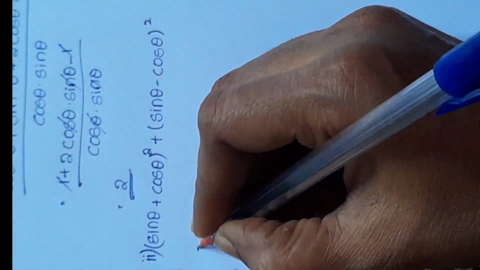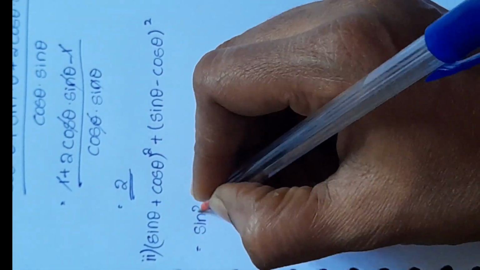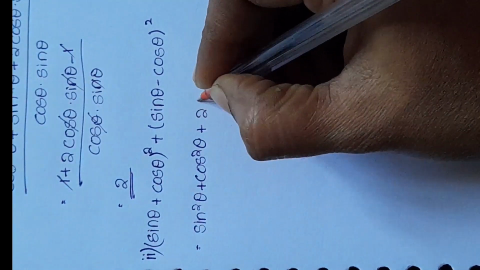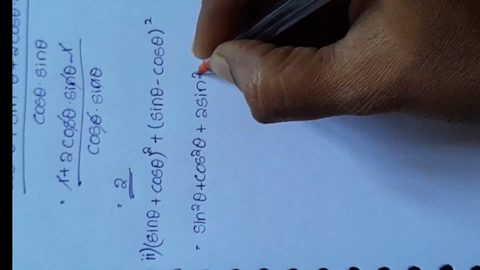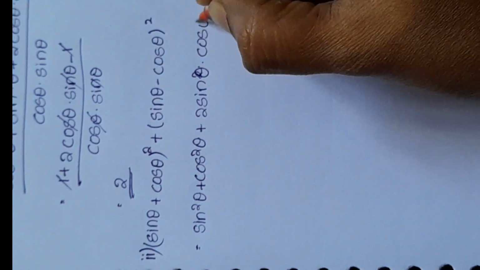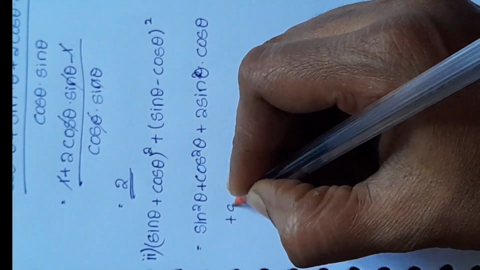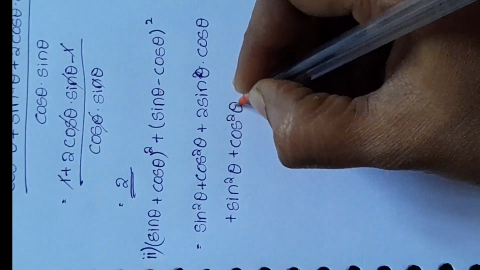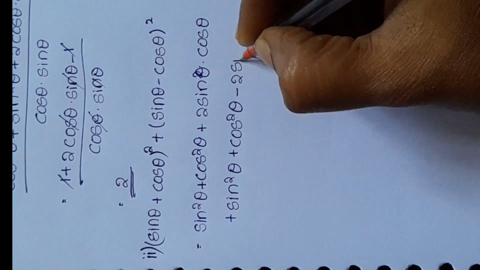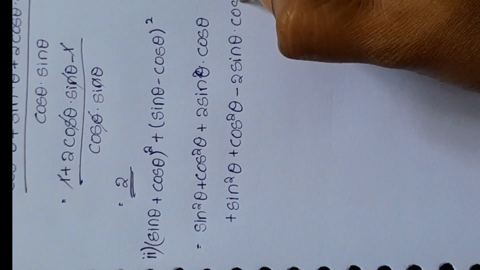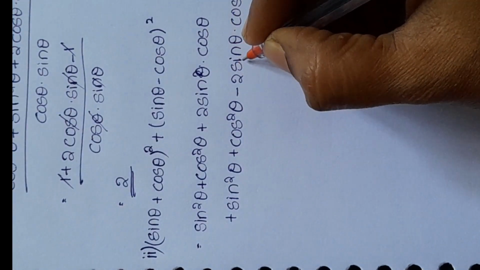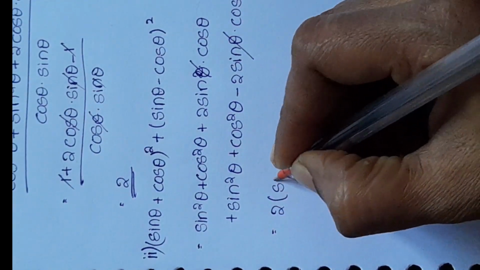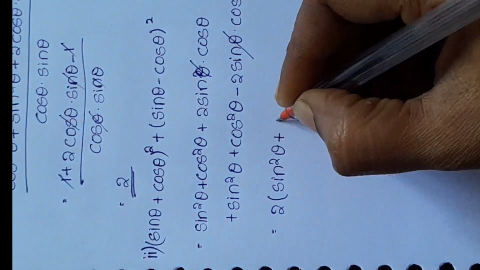Second bit is (sin theta plus cos theta) whole square plus (sin theta minus cos theta) whole square. Now expanding this, A square, that is sin square theta plus cos square theta plus 2 into sin theta into cos theta. Now expanding this, plus sin square theta plus cos square theta minus 2AB. So 2 into sin theta into cos theta, plus 2 sin theta cos theta and minus 2 sin theta cos theta gets cancelled. Here we have 2 into (sin square theta plus cos square theta).